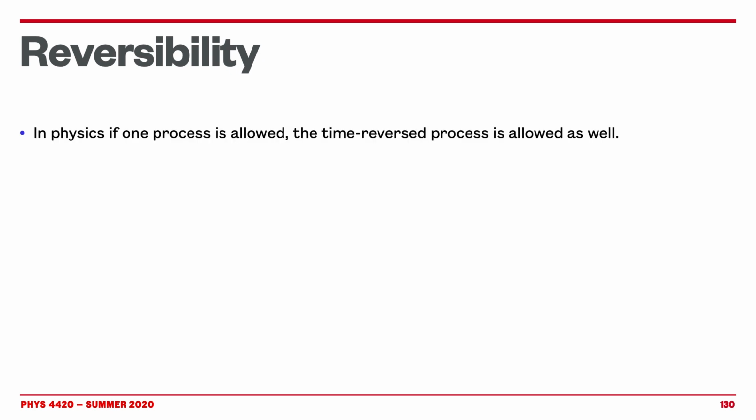Before we go there, let's talk a bit about reversibility. We know in physics, if one process is allowed, in principle, the time reverse process is allowed as well. We're not saying that it's equally likely, but it's definitely allowed. Yet, many processes don't seem to be reversible. So they are known to be irreversible. That means that even though it's possible, it does not happen. I already mentioned that to you.